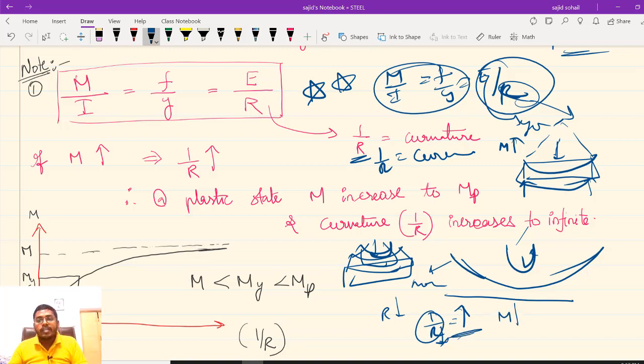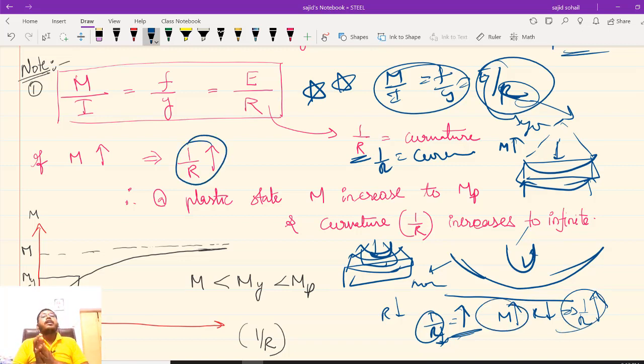That means if you are increasing the moment, what is happening to your r value? R value is decreasing. That means your 1 by r value is increasing. If your m is increasing, your 1 by r value is increasing. Your curvature is increasing. More the moment you apply, more the curve you will be getting in your beam. I hope it is very clear, right?